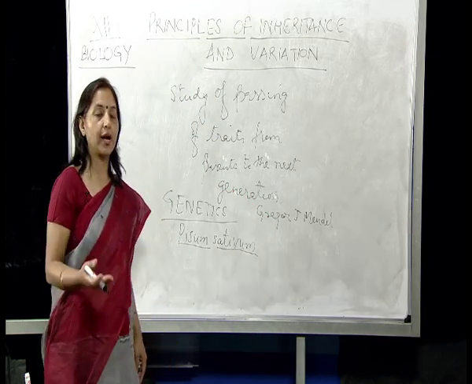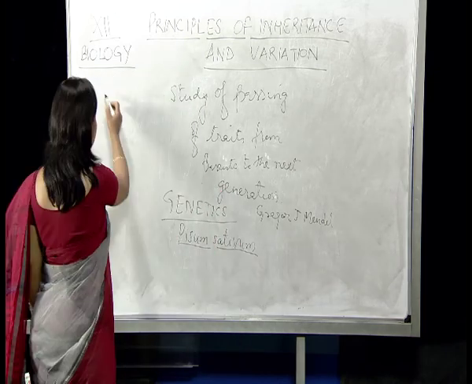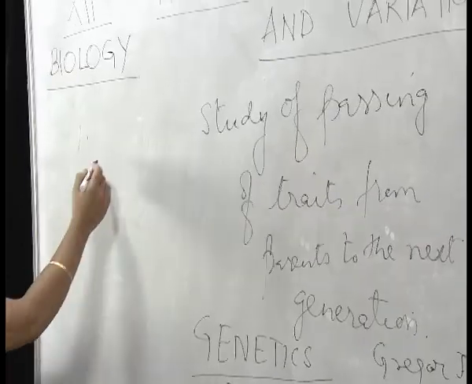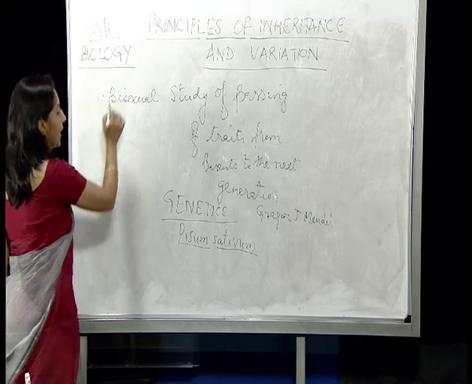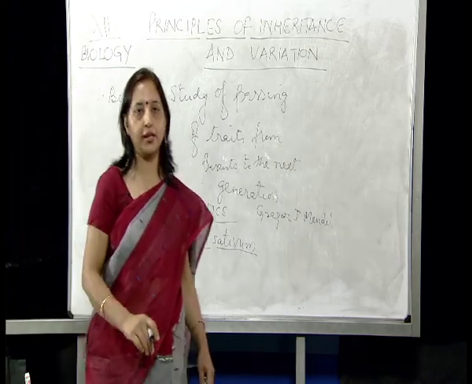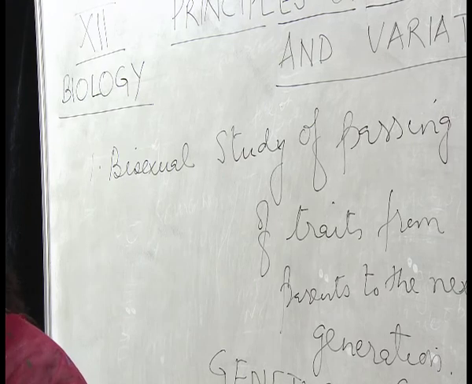And why did he choose garden pea for his experiments? There are certain reasons for that. The first reason is the pea plant or the Pisum sativum is a bisexual plant. Bisexual plant means the flowers which contain both male and female reproductive organs in the same flower.